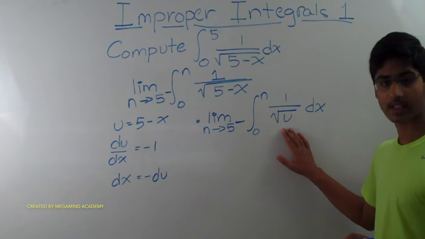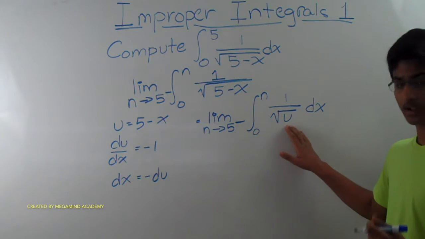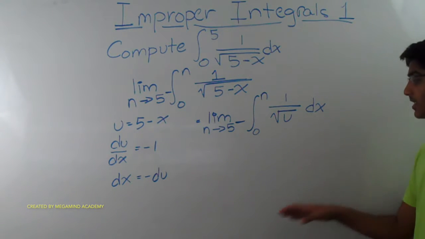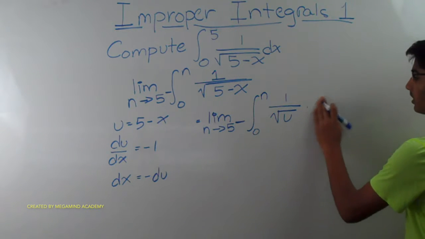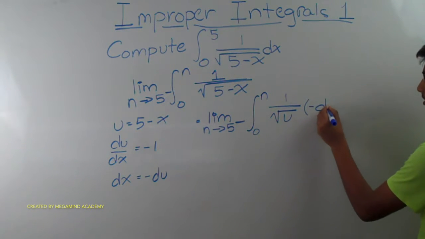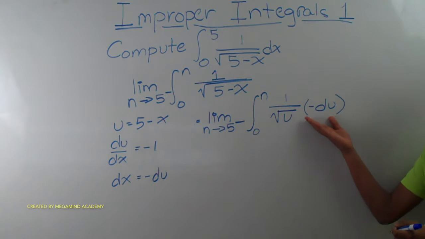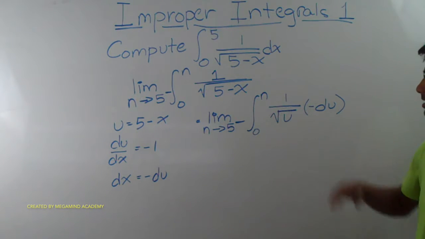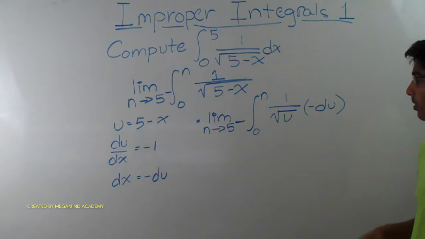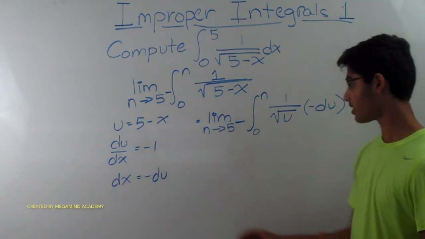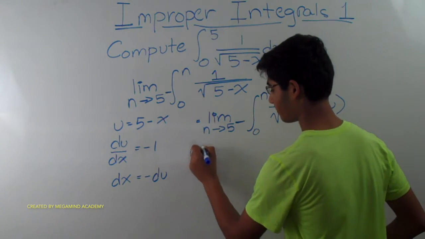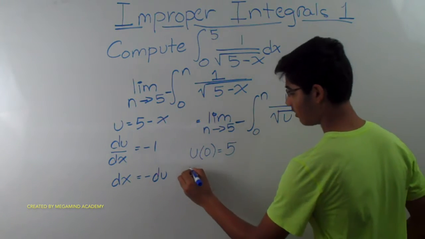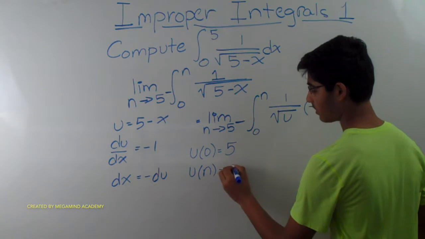But if we want to compute this integral in terms of u, then we have to turn this dx into du. We know that dx is just negative du, so this would be times negative du. Now, because this is in du, we have to change the bounds to match our integral. So we plug in 0: u of 0 is equal to 5 minus 0, which is 5, and u of n is equal to 5 minus n.